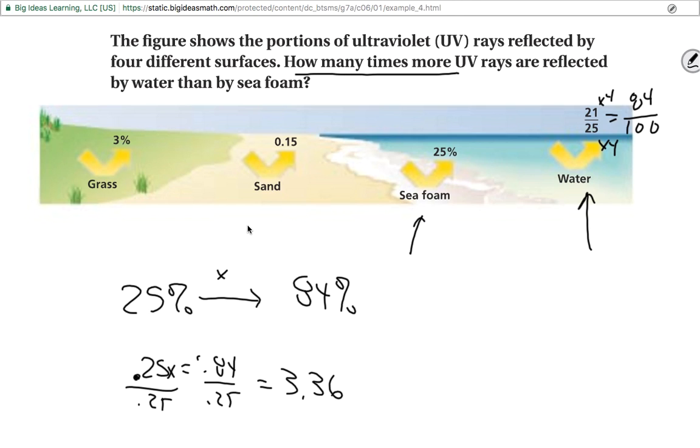So how many times more UV rays are reflected by the water? 3.36 times more rays, which makes sense. That makes more sense there. All right. Any questions on this? No. All right. Last one.